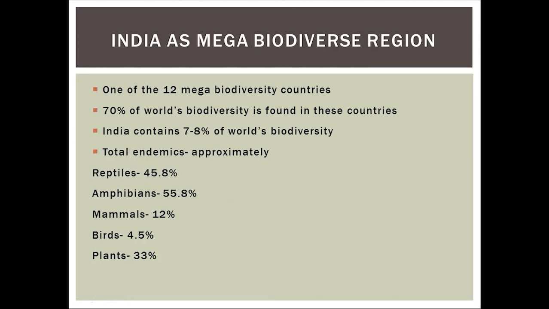This is the approximate percentage of endemics found in India. The highest percentage is for amphibians, then mammals, then birds, plants. Plants are 33%, reptiles are 45%. So reptiles, amphibians, and plants, they are highly endemic species in these groups found in India. And total plants documented are 45,500. Total animals that are documented are 91,000. One should remember these numbers.